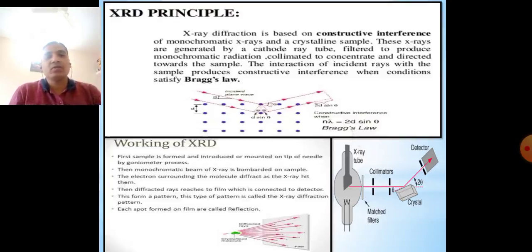The second point is the optical properties of nanomaterial, and the previous video also discussed the top-down and bottom-up approaches and synthesis methods of nanomaterial. In this video, we discuss the characterization of the nanomaterial.